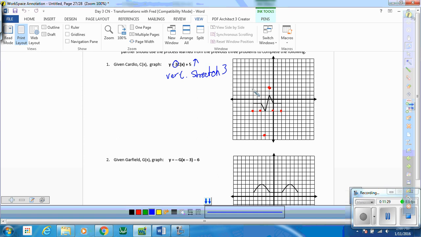1, 2, 3, 4, 5. Moving each point up 5 in the same way. So I've got straight, and then it kind of gives me this heartbeat. There we go. And so this gives me my stretched and my translated.